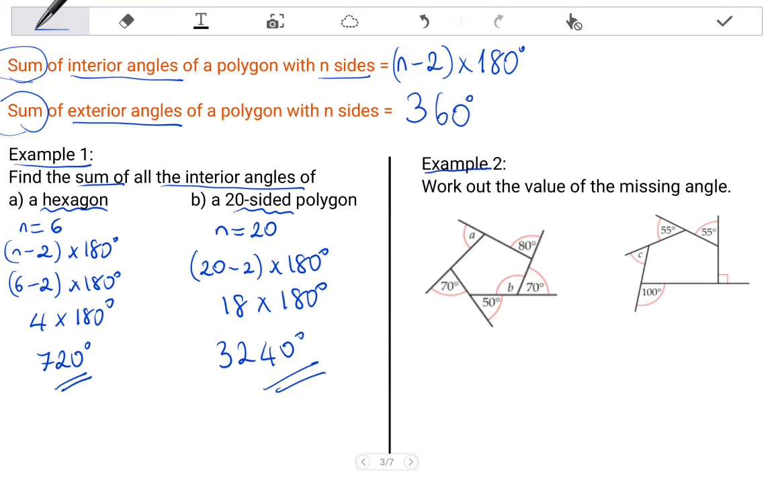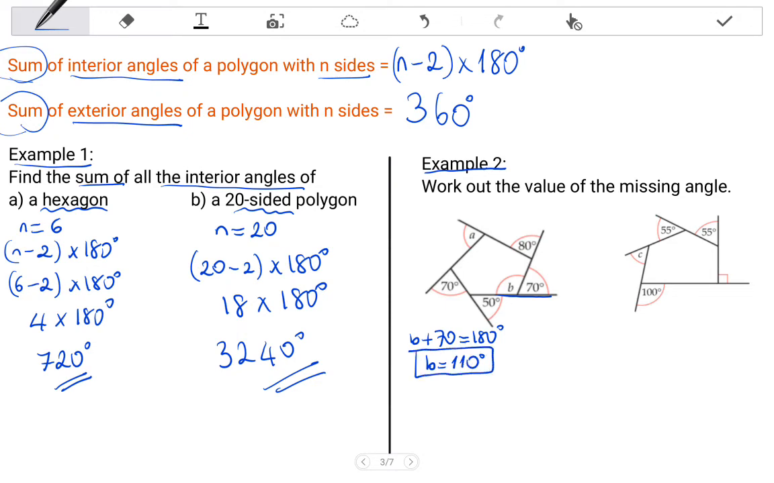In example 2, we have 2 shapes, and we are going to find the missing angles. So in the first shape we have A and B to be found. A is an exterior angle and B is an interior angle. When I look at the shape, I see that on a straight line B and 70 must be 180 together. So B plus 70 is 180, so that gives us the value of B as 110.